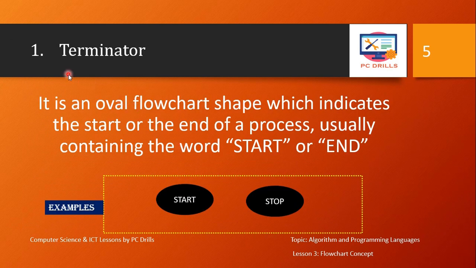So let's begin with a terminator. A terminator is an oval shape which indicates the start or the end of a process, usually containing the word start or end. So if you write your algorithm, usually at the top, the first one that you start with is a start. It looks like a circle, but you cannot really say it's a circle. It looks like more of an oval shape, like an egg. It is longer for the part for you to write start in the middle, but all around it is a little bit like an egg.